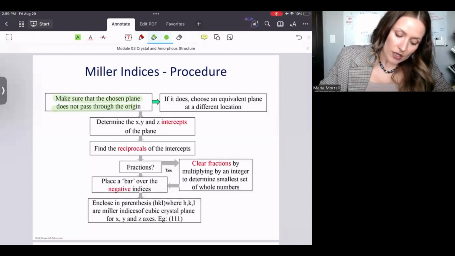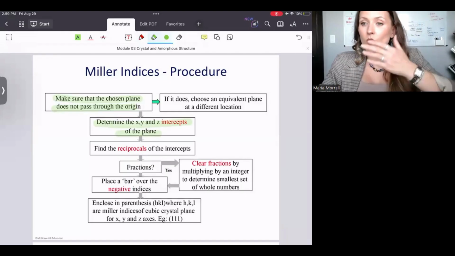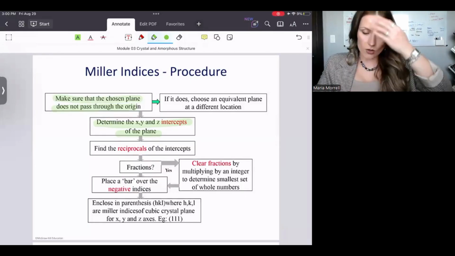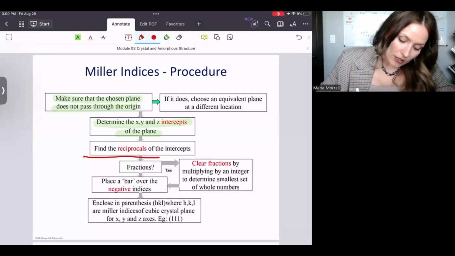Now, first step is you need to determine the x, y, and z intercepts, right? That's where your plane chops the axis, right? And that's how we find the intercept. Next step, please do not forget about it.